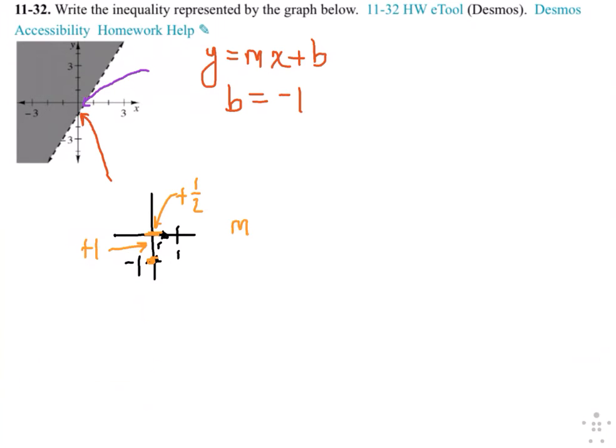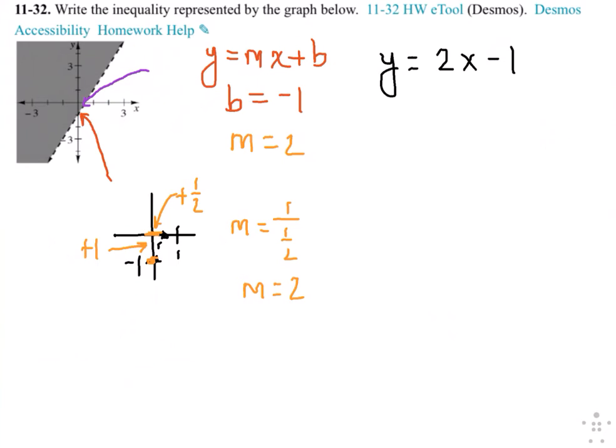So the slope is 1 over 1/2, which is 2. So the slope is 2. So now we know m equals 2. So the equation of the line, if it were an equation, would be y equals 2x minus 1. But this is an inequality. So what we want to do is determine the inequality symbol.